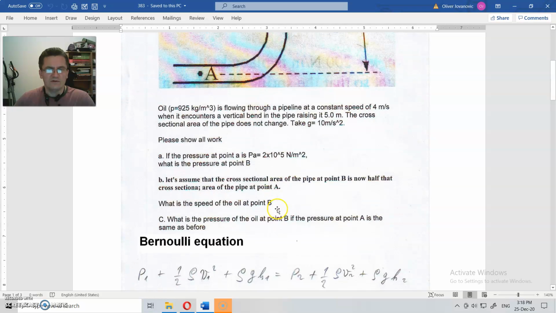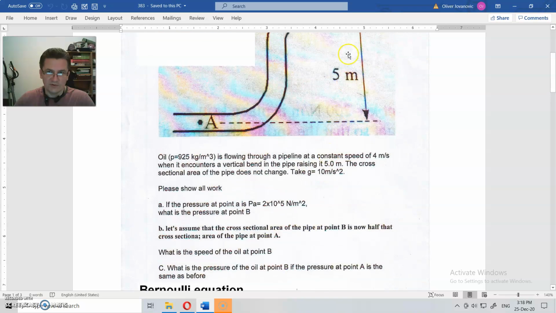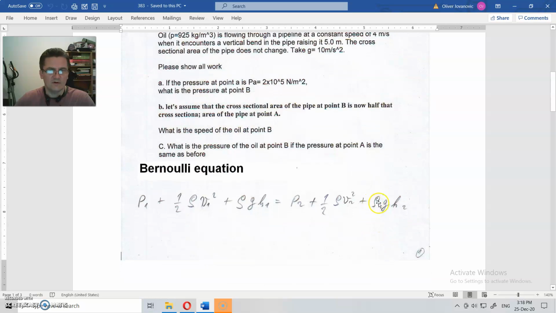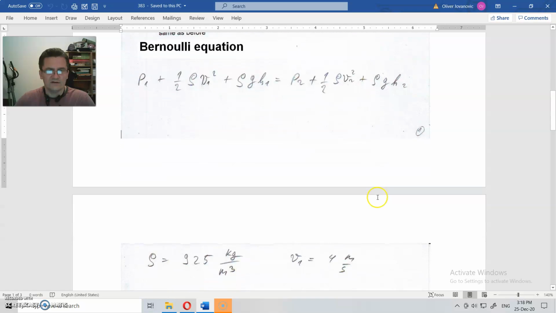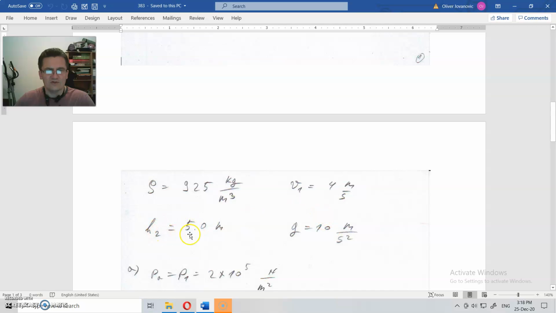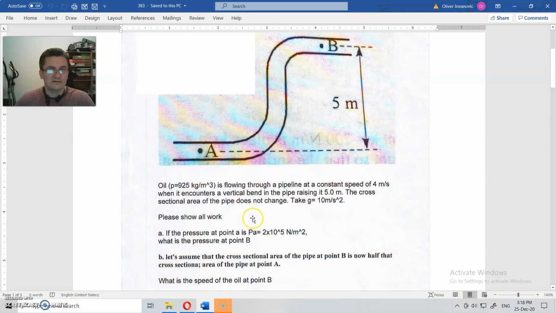Okay, first of all, the Bernoulli equation is: this is the pressure here, P1 or PA. This is the dynamic pressure, this is the hydrostatic pressure, this is the pressure at point second, the second point, this is the dynamic pressure, and this is the hydrostatic pressure. We call that additional static pressure or whatnot. This is the pressure in the depth, so to speak, of the fluid. So let us see, this is the density and this is the speed. And H2 is 5 meters, H1 is 0.